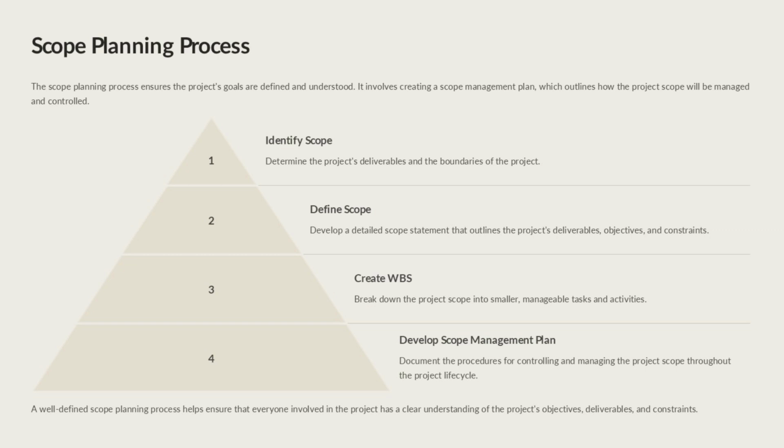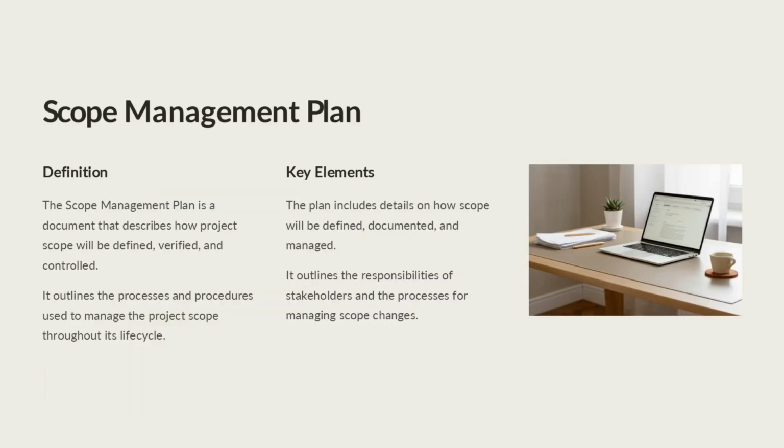A well-defined scope planning process helps ensure everyone on the project team has a clear understanding of the project's objectives, deliverables, and constraints. The scope management plan is a key document that outlines how we will define, verify, and control the scope of this project.